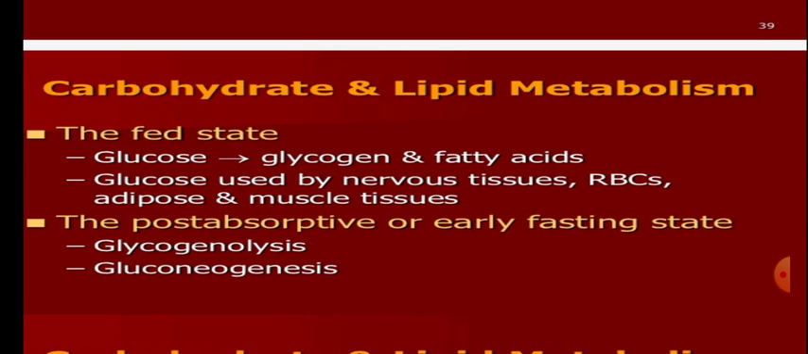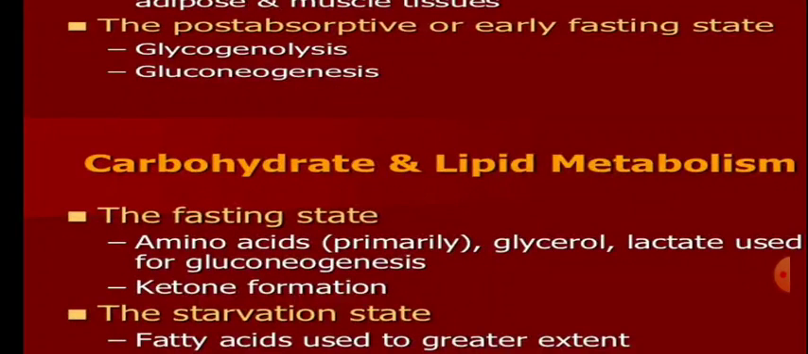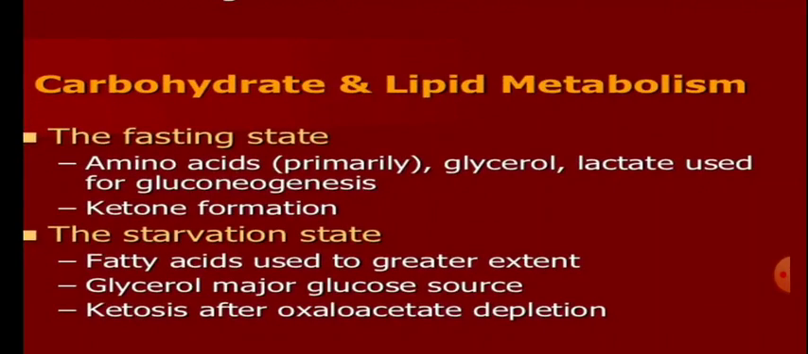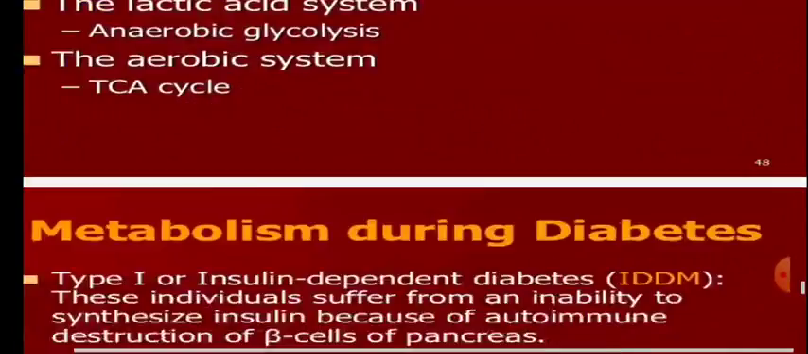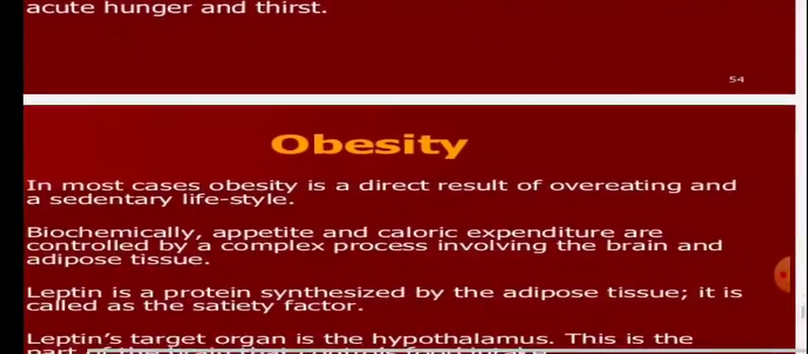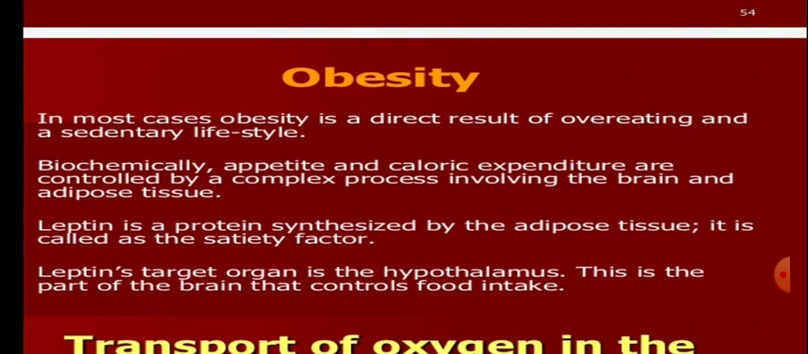The position of the... in the two earlier stages has glycolysis and gluconeogenesis. In the carbohydrate and lipid metabolism, as we know, such characters are there. So here one part is obesity.